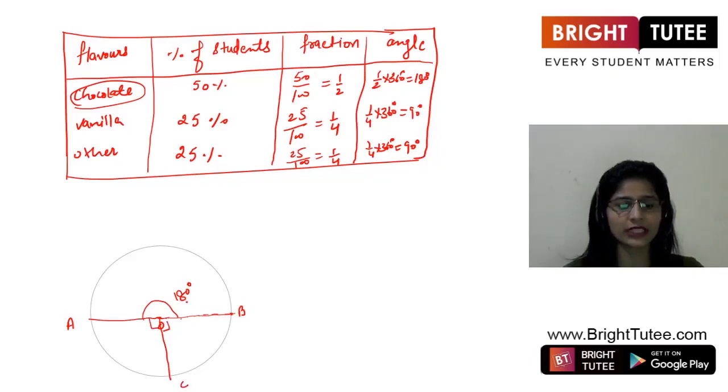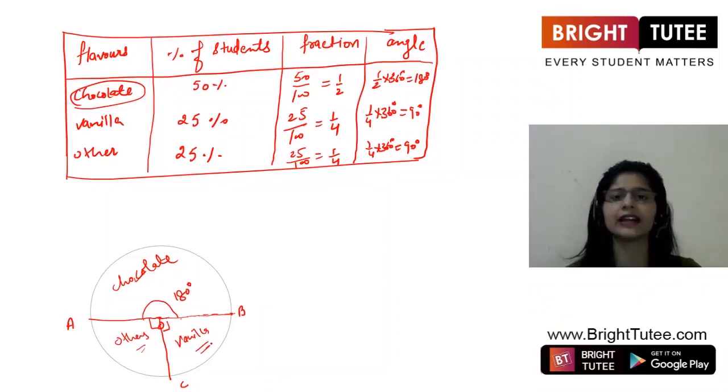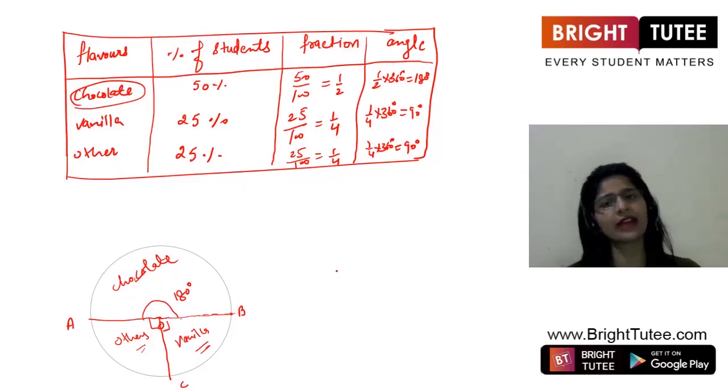So let this point be C. So we have this one for chocolate, right? The other two are, this is for others and this is for vanilla, right? Because both the percentages are the same in these two cases, vanilla and others. Clear? So this is how we make the pie chart, right? One by one we are going to form all the angles. Like you got 180 degrees, then you are going to put your protractor at point B, and then using this line OB as the base, you are going to make a 90 degree angle and so on.